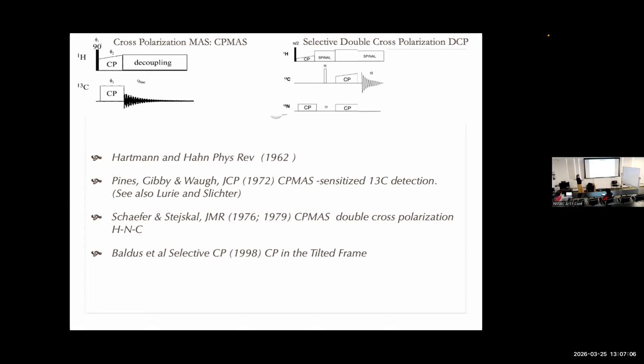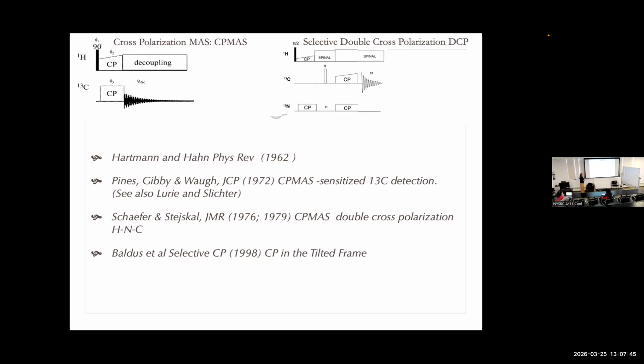Then you jump to 10 years later, and Alex Pines, John Waugh, and a coworker, Gibby, used this whole sequence element together with magic angle spinning to look at carbon, natural abundance, and useful materials. And that was an all-in, like they were taking different tools from different literature precedents. So what I'm talking about today, they take the credit for doing the total experiment for the first time.